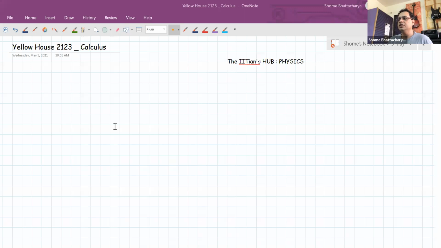So we are now coming to a very interesting aspect of differential calculus, which we will learn gradually in today's lecture, picking up where we left off last time.